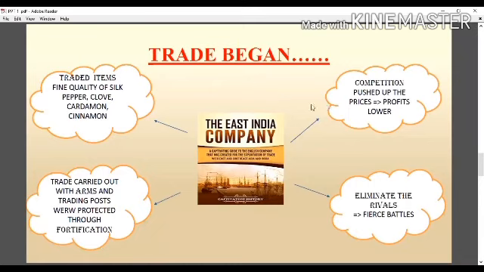So what is happening when you are trading your good with the other good and you think that their prices are increasing? You have to pay a very high price as a producer. So what would happen? Your profits will decrease. So the East India Company was facing the problem that the profits were lower because there was so much competition and everybody wanted to buy all the silk, pepper, clove, cardamom. That's why they were facing high competition, which made their profits lower.